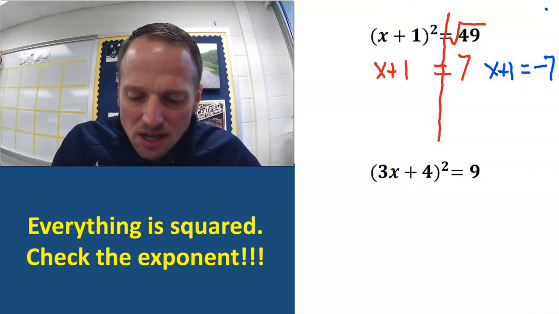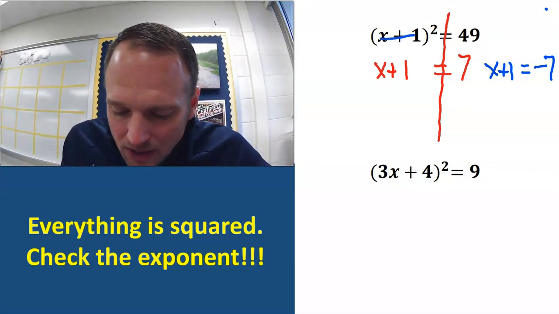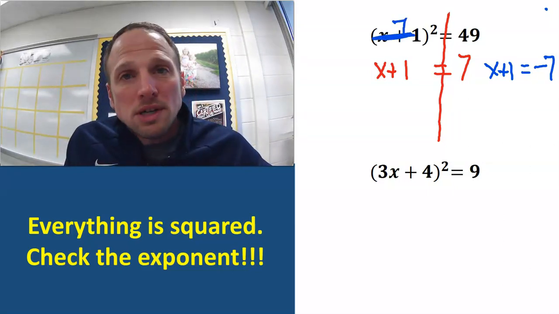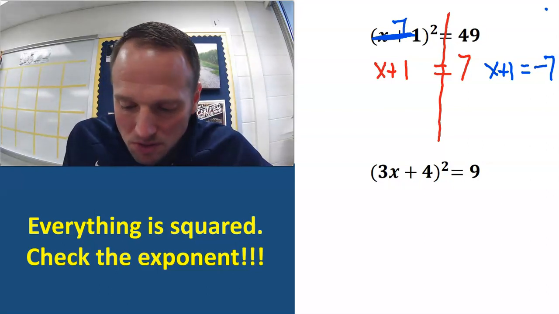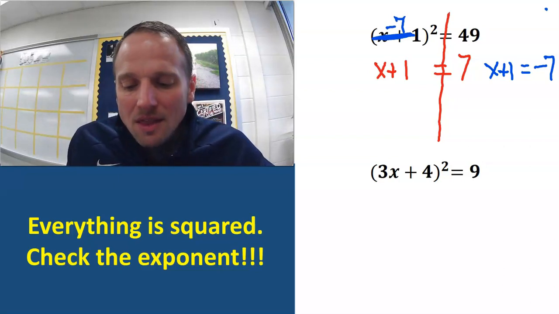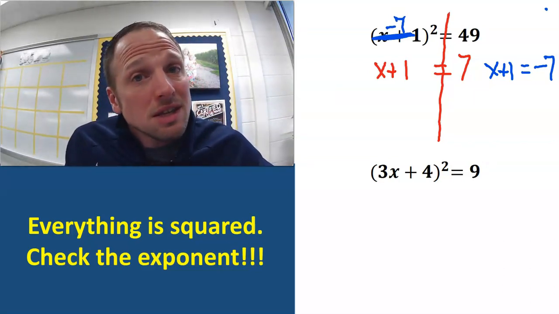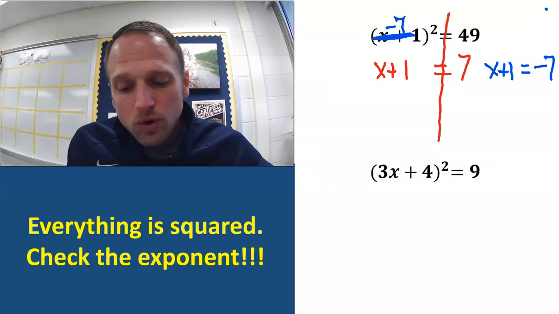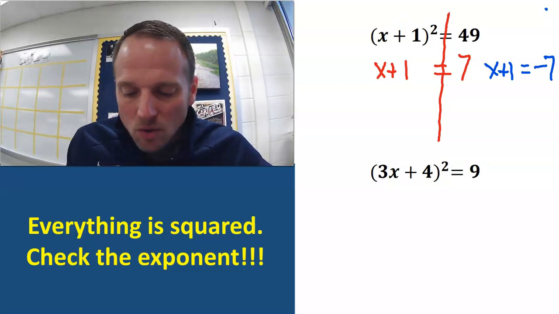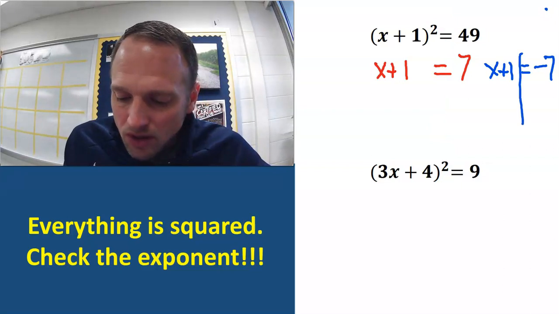And let's just take a real quick look. I won't do this for all the problems, but just a real quick look. If x plus 1 was equal to 7, then 7 squared would be 49. Okay, so it could be equal to 7. But if x plus 1 was equal to negative 7, then negative 7 squared, negative 7 times negative 7, is still positive 49. So that's why x plus 1 could be equal to 7, or x plus 1 could be equal to negative 7. Let's go ahead and solve both of these.